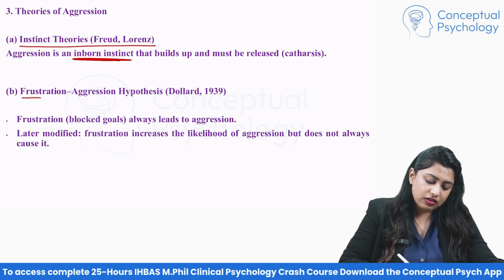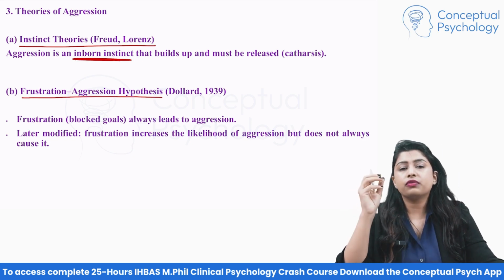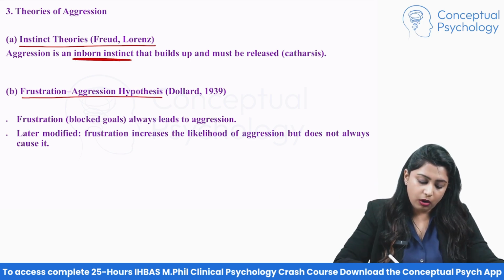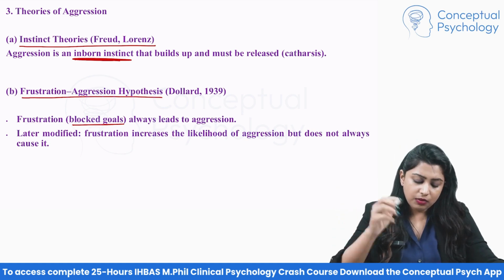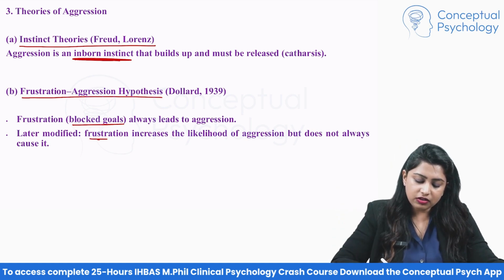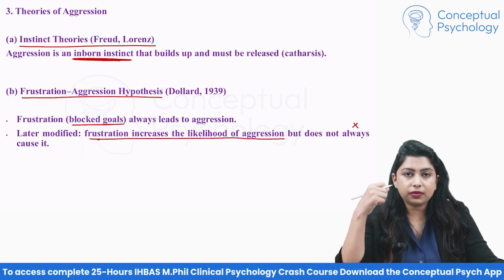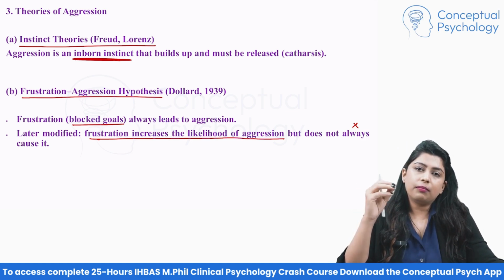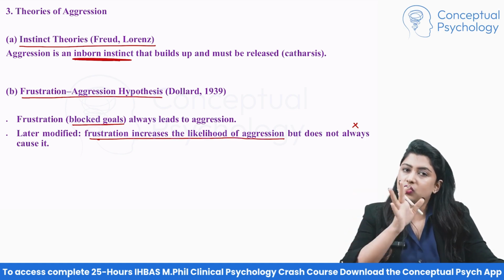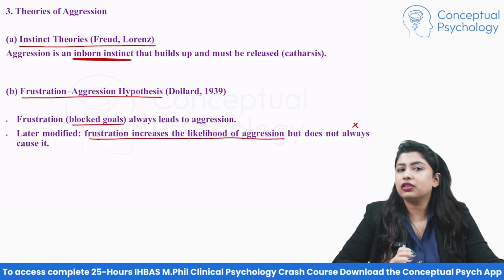The second is the frustration aggression hypothesis given by Dollard. So, frustration, which is the blocked goals, always leads to aggression. It was later modified that frustration increases the likelihood of aggression but does not always cause it. So, a worker who was denied promotion may yell at family members, which is displacement. That is an example of the frustration aggression hypothesis.